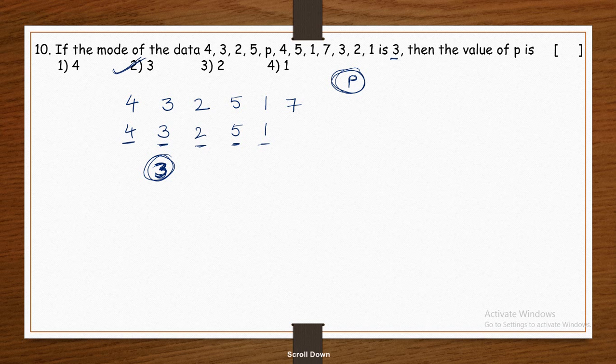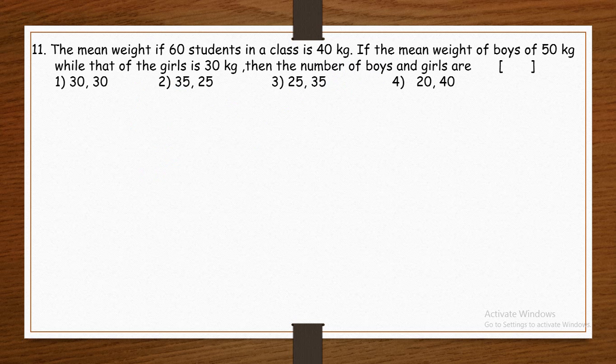Next, moving on to question number 11. The mean weight of 60 students in a class is 40 kgs. So what do you mean by students?